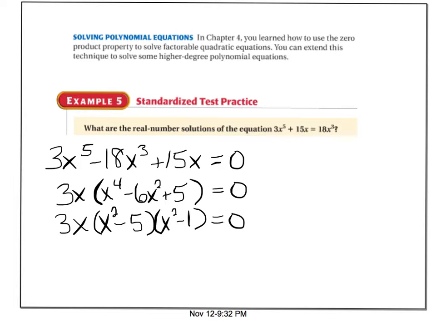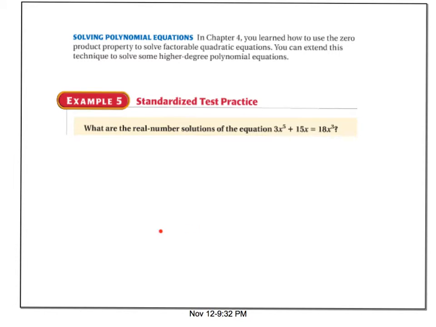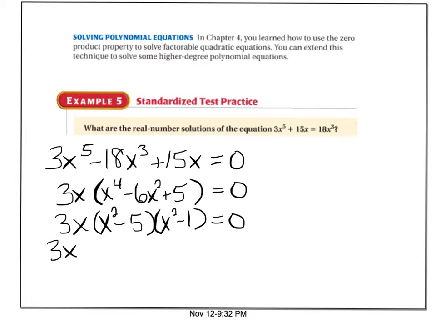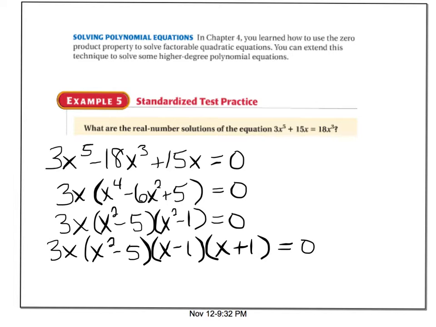We're not factored completely yet because hopefully you realize we have a difference of squares pattern going on here. So we need to go one step further. The 3x is prime and the x squared minus 5 is prime, but this x squared minus 1 will become x minus 1, x plus 1, all still set equal to 0.